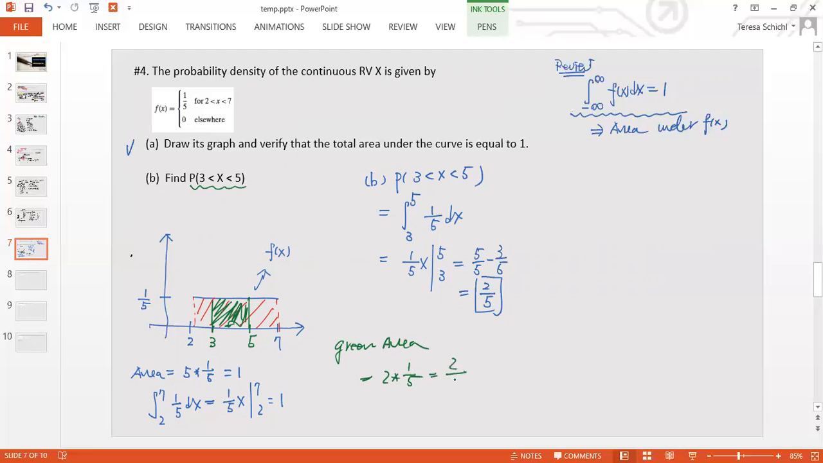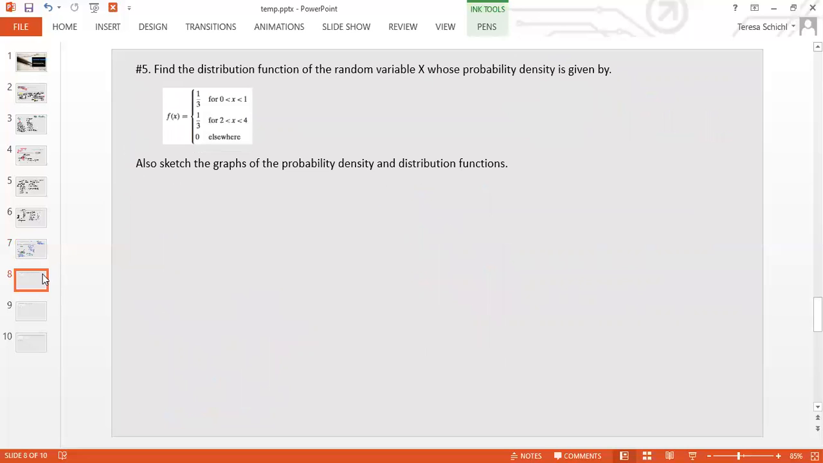So sometimes, if your graph is easy, you can use the graph to find the probability. It's a lot easier than taking the integration. And for this one, the integration is not that bad, so either way is okay. Now let's take a look at the next problem.